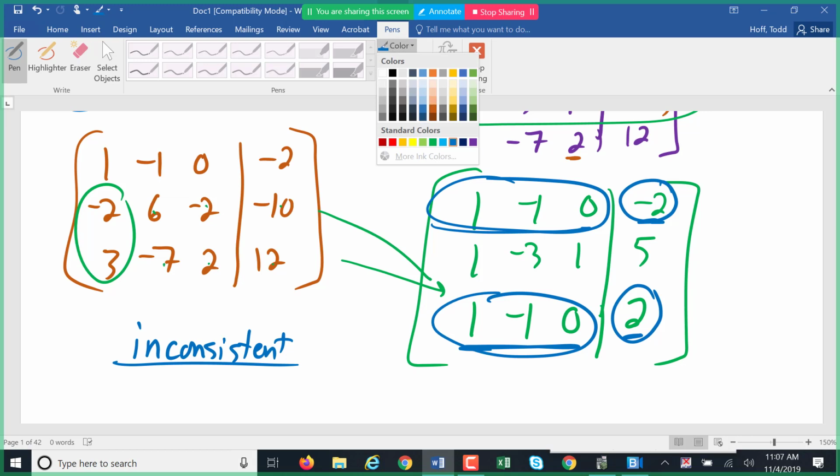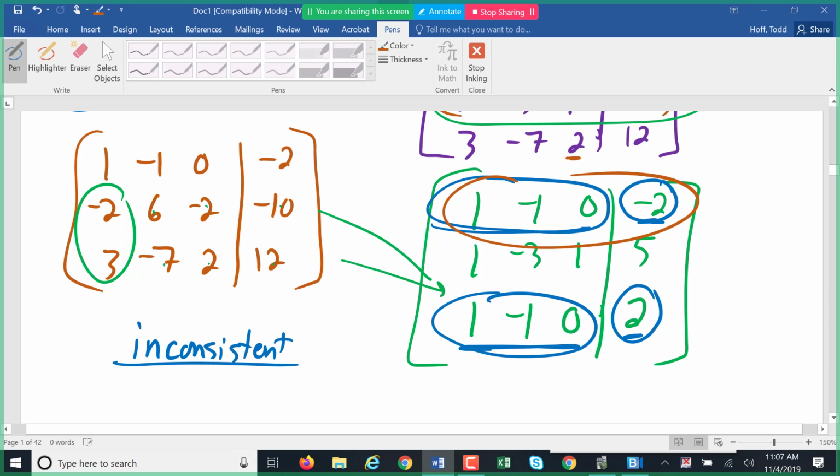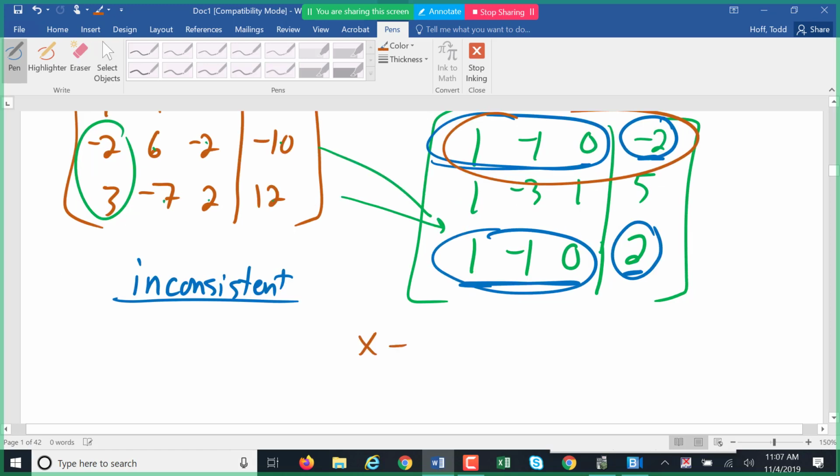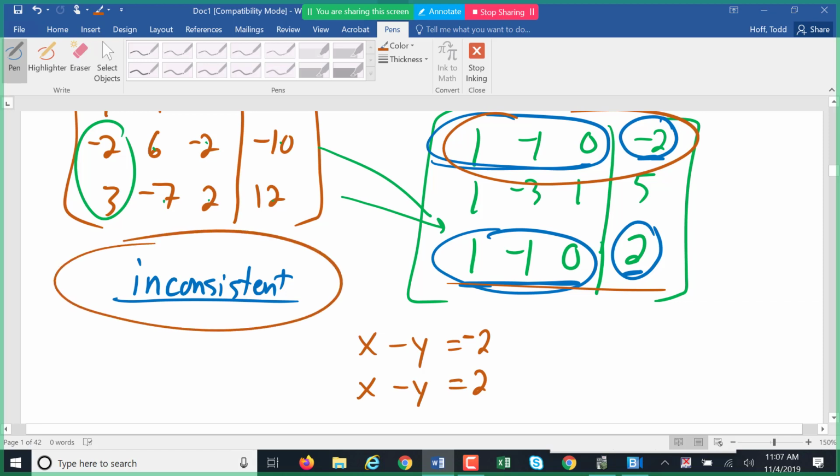Because what this is saying up here, the top row is saying x minus y equals -2. The bottom row is saying x minus y equals +2. Both of those can't be true. X minus y has to equal the same thing every time. It can't be equal to 2 different things. So this is an inconsistent system of equations.